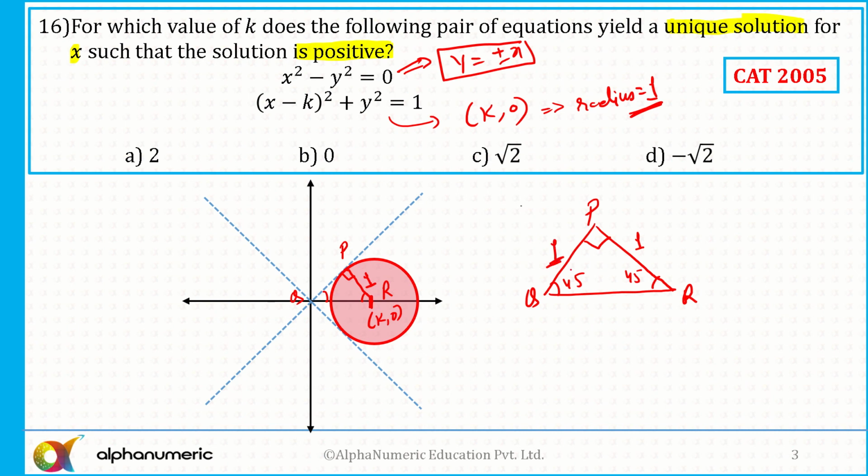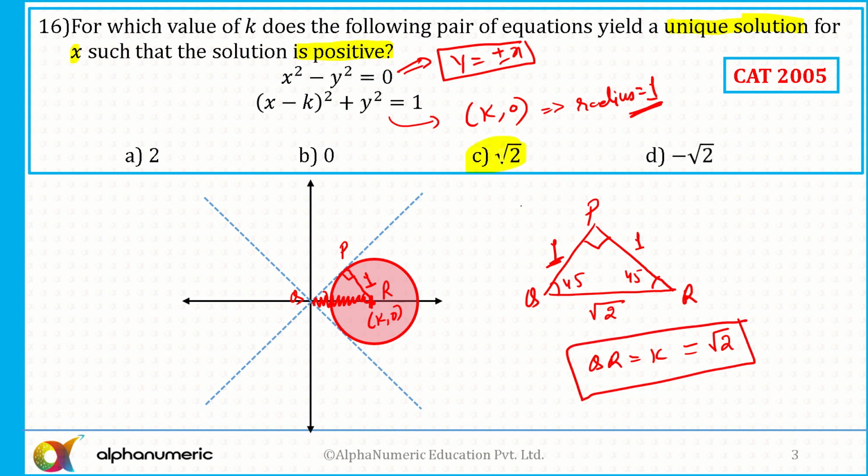And since it's a right angle triangle, what is the length of QR? Hypotenuse, it is root 2. By using the Pythagoras theorem, I can say root of 1 square plus 1 square. So QR is equal to root 2. And the length QR is also equal to k. You can see it here. I can highlight this distance, it is equal to k on the x-axis. So QR is equal to k, so k is equal to root 2. So the correct answer of this question is option number C, which is equal to root 2.